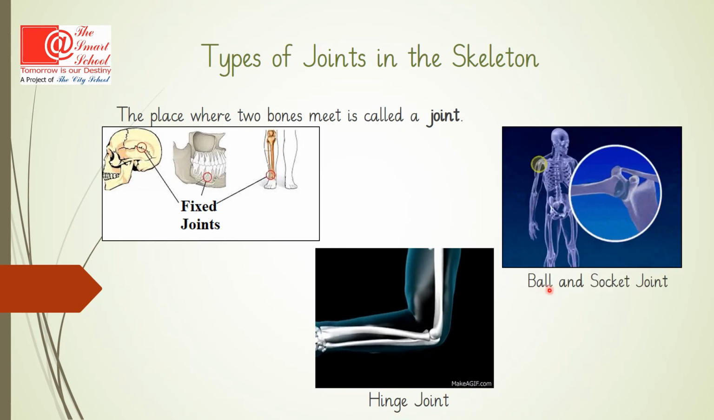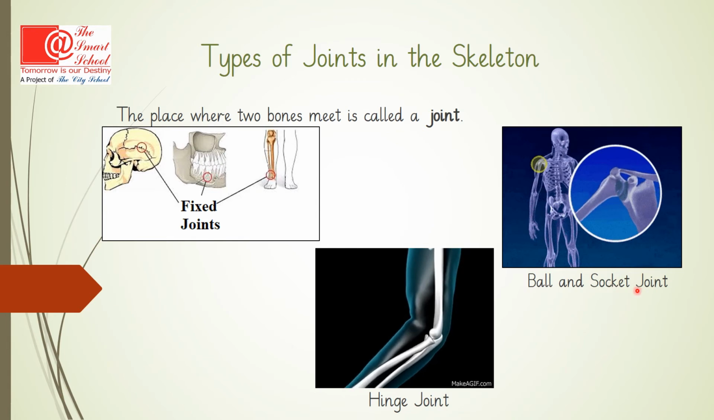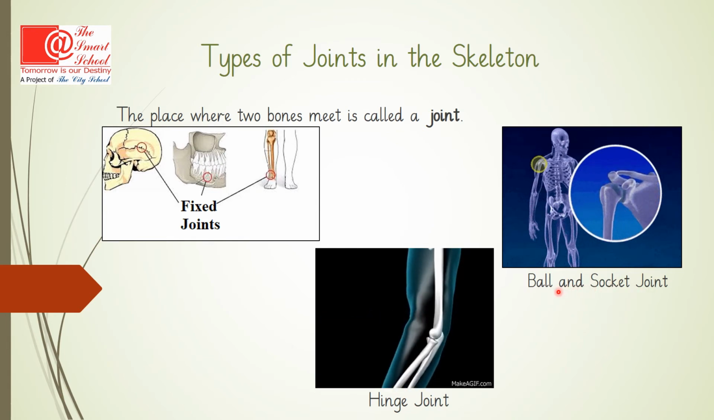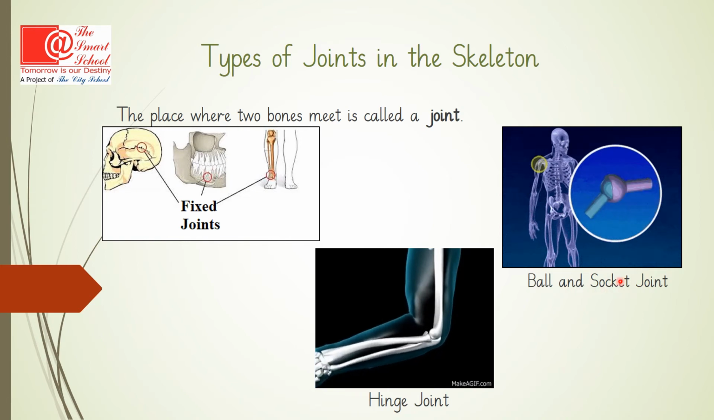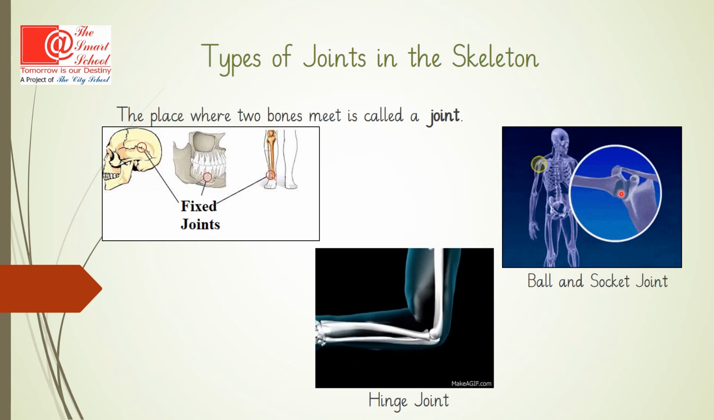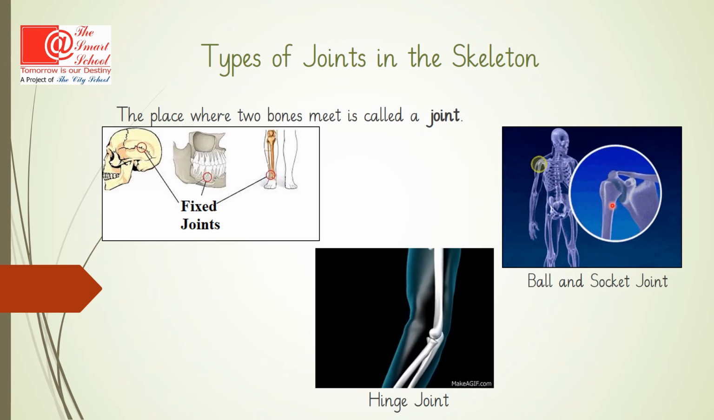This is another type of joint called as ball and socket joint. It moves not only right and left, but it also moves up and down, as being shown in this animation. Here it can rotate on 360 degrees.